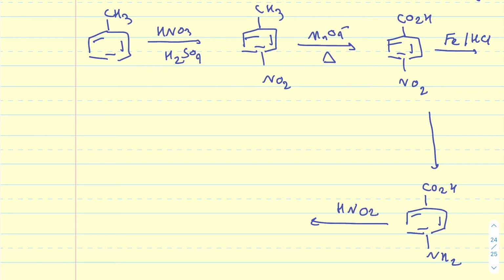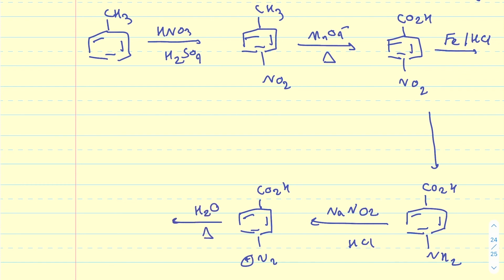So HNO2, or NaNO2 and HCl, that's probably the better way of showing that. And then once I have the diazonium, all that is left for me to do is to react that diazonium with water and heat it up a little bit, and then that is going to give me the product. Here we go.